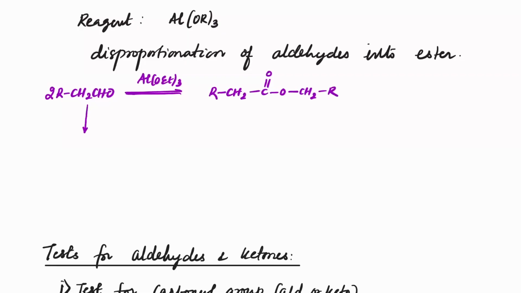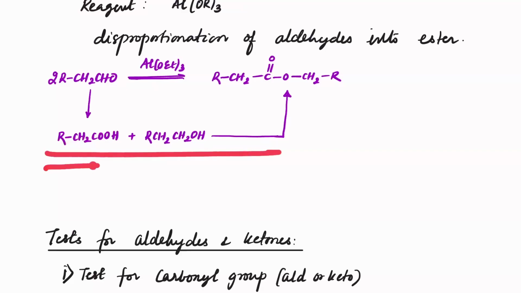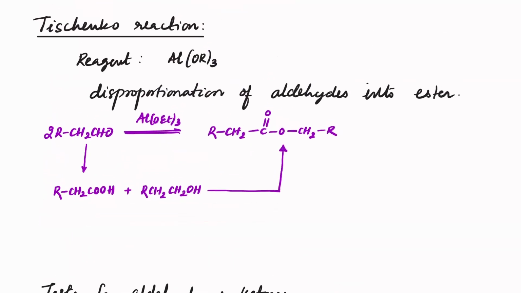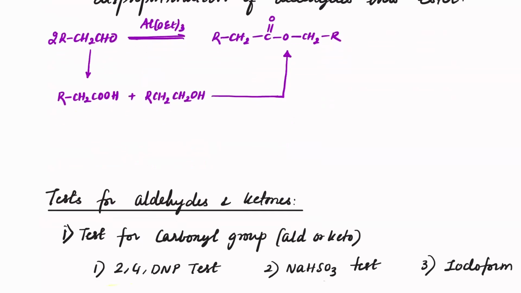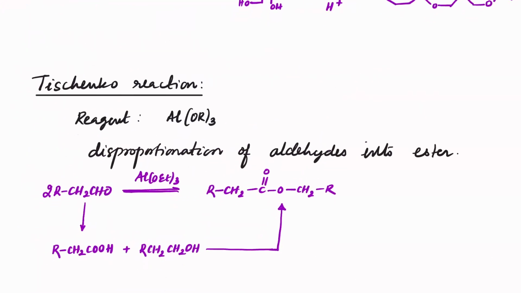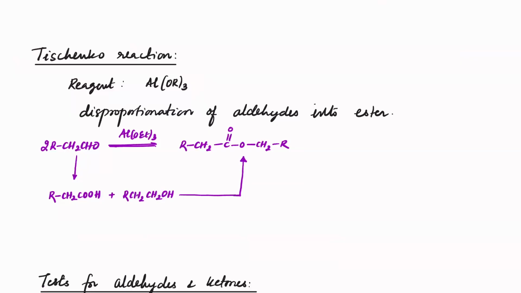Now imagine if this undergoes Cannizzaro. If it undergoes Cannizzaro, what is the product? I'll get RCH2COOH. One will form into acid, the other one will form into alcohol. Correct? Now imagine as if you are making an esterification of this acid and alcohol. That's it. That's the easy way to remember. Got it? So Tishchenko reaction is all about making these aldehydes into ester form. Cool. I hope this part is clear. Right. So these are the main reactions regarding Cannizzaro.